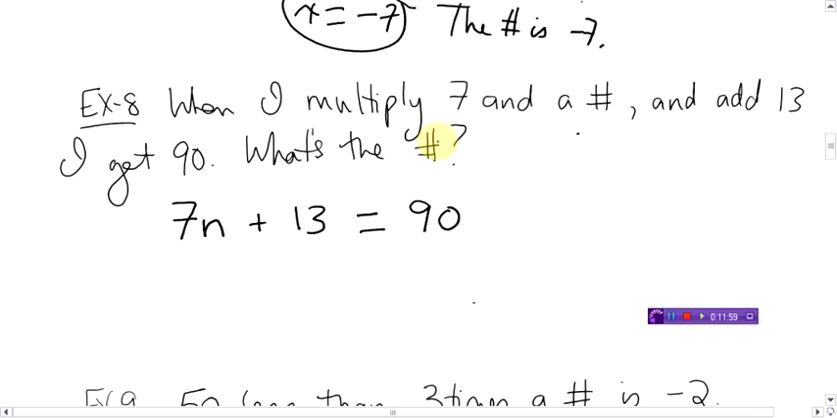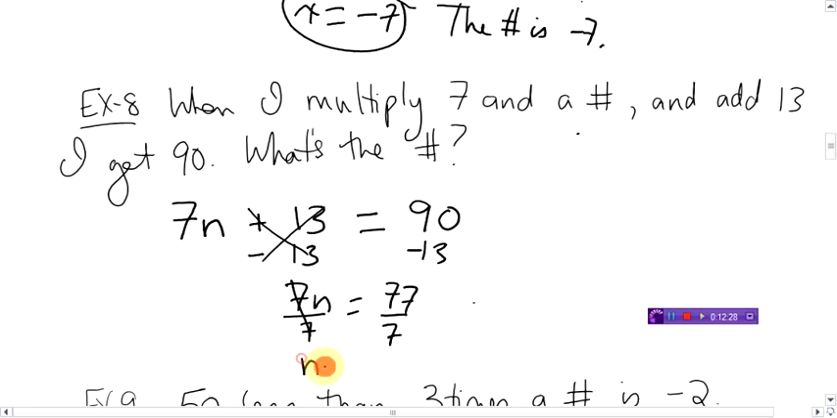Well, what's the number? It's just algebra now. We set up the equation. Let's just do our algebra. This is a two-step question. Two things bugging the n. With reverse BEDMAS, let's get rid of the 13 first. Subtract 13. Subtract 13. This goes away. You're left with 7n equals 77. 7 is multiplying the n. To get rid of it, we divide. Same to the other side. 7s are gone. N equals 11. So the number is 11.